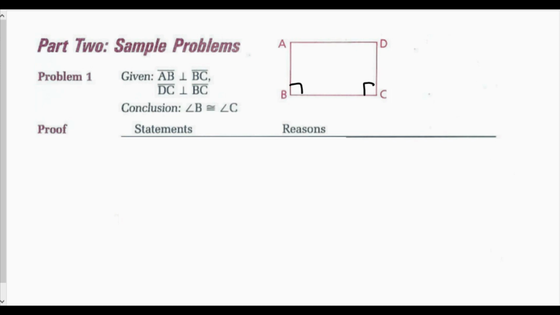So my first statement here would be my first given, which is line segment AB perpendicular to line segment BC. Again, that's given. Because of this, I know that angle B is a right angle because of my conditional statement of the definition of perpendicularity. If two line segments are perpendicular, then they form a right angle.